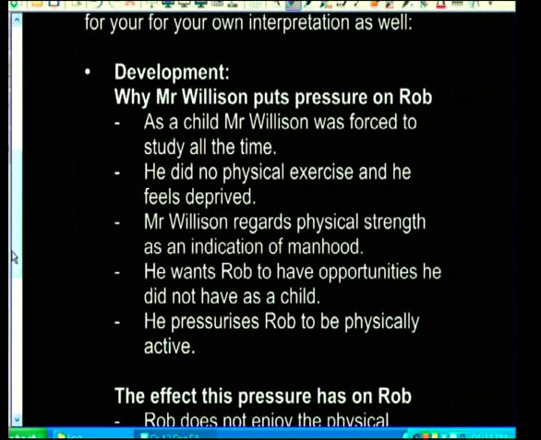Is there anything wrong with that? Shouldn't young people participate in sport? That's a question you need to answer. He wants Rob to have opportunities he did not have as a child. Here again, if you had to make a comment, what is wrong with that? Most parents, including myself, would like young people to have certain opportunities that we didn't have when we were young people. However, we've got to draw a line there.